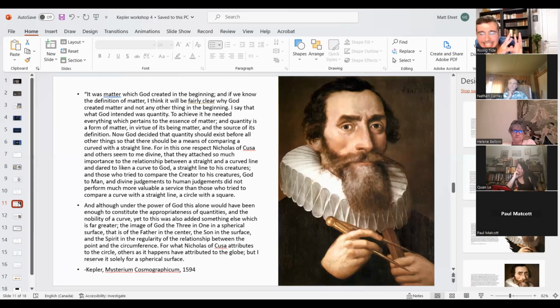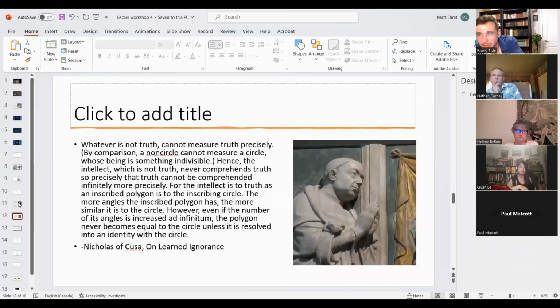Again, his idea of quantity, of number, of matter is very different from a lot of the materialists of the modern age who do not think on this level. We're going to look more into this. But now just a word from Cusa.